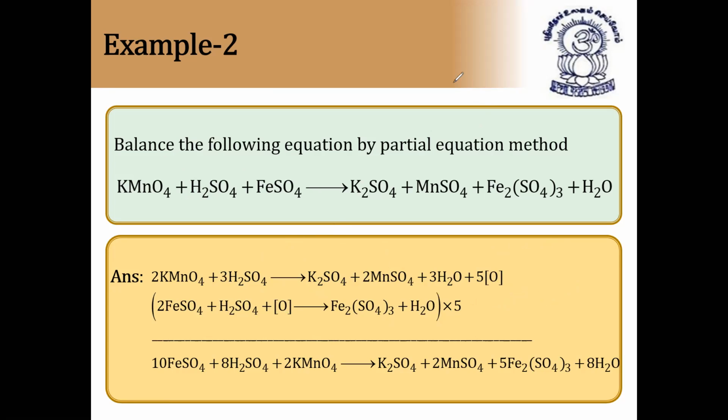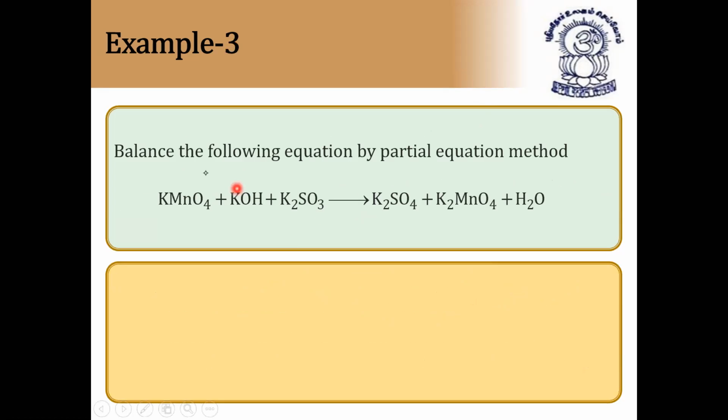Now let us see the next example. Balance the following equation by partial equation method. This is basic medium. So here, basic medium means first we do the skeletal equation balance. So 2 KMnO4, since K2SO4 has potassium 2, and SO3 is there and SO4 is here. KMnO4, K2 and MnO4. So K and K, 2 Ks are there, so straight away we will write 4K.